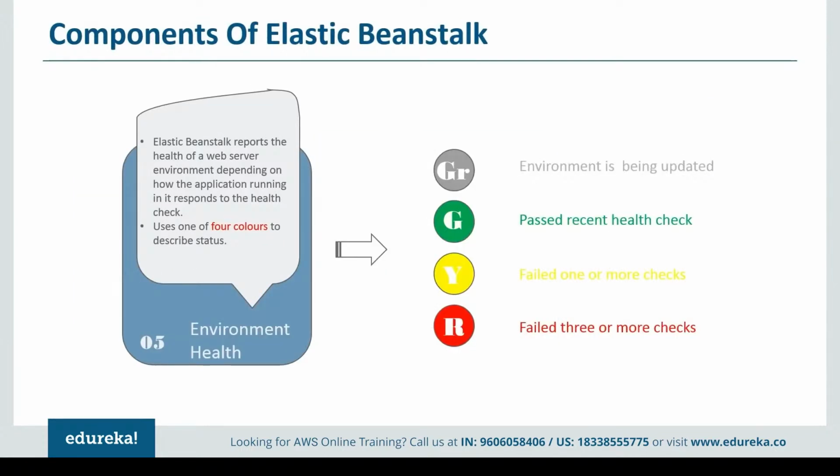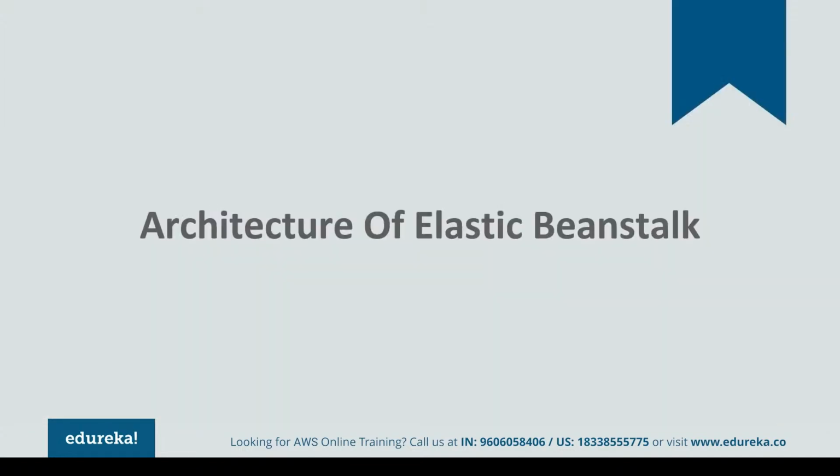And lastly, we have something called environment health. Based on how your application is running, Beanstalk reports the health of your web server environment, and it uses different colors to do so. First, gray indicates that your environment is currently being updated. Let's say you have installed one version and now you're trying to upload a different version, but it's taking a lot of time. At that time it shows gray color. It means your environment is still under the updating process. Then green means that your environment has passed the recent health check. Yellow means that your environment has failed one or more checks, and red means it failed three or more checks.